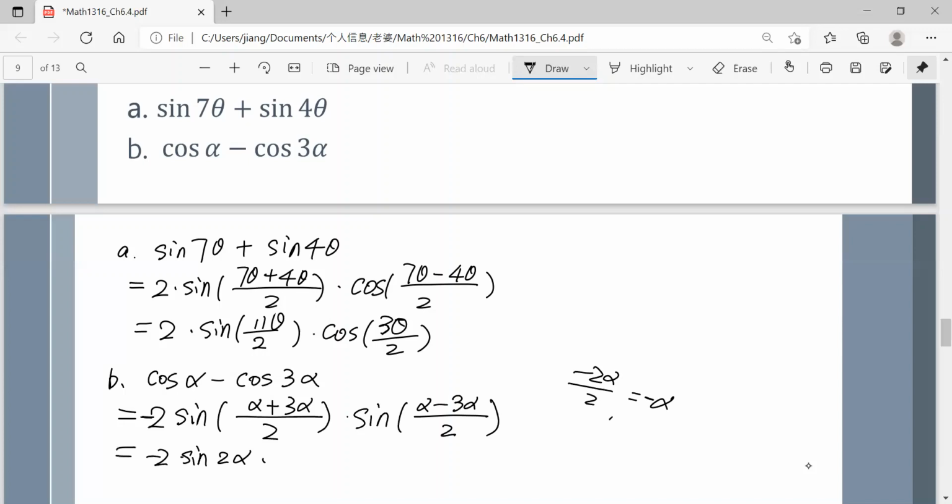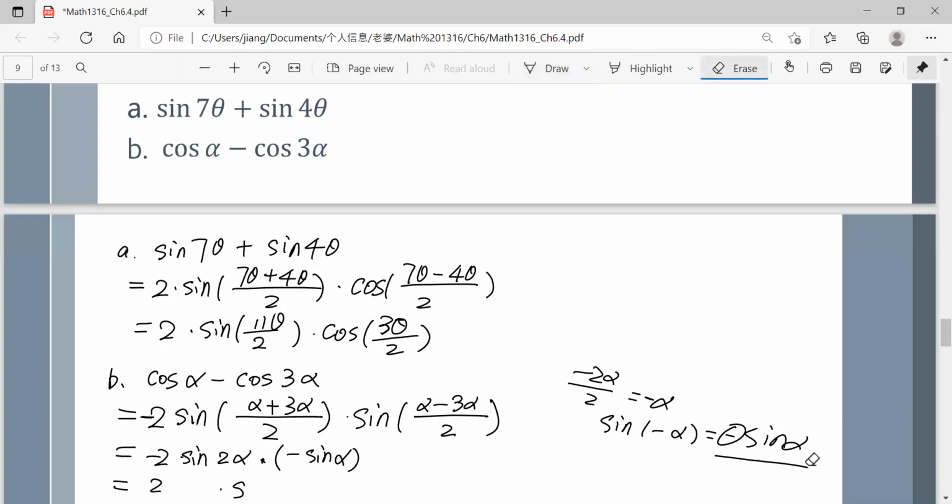But do you still remember sine of negative alpha equals negative sine alpha? I can pull out the negative sign, right? So all of this equals this one, and negative times negative becomes positive. We can do that step by step. Negative sine alpha, this is multiplication. Negative, negative is positive. This is 2 times sine 2 alpha times sine alpha. This is the final answer for number B.